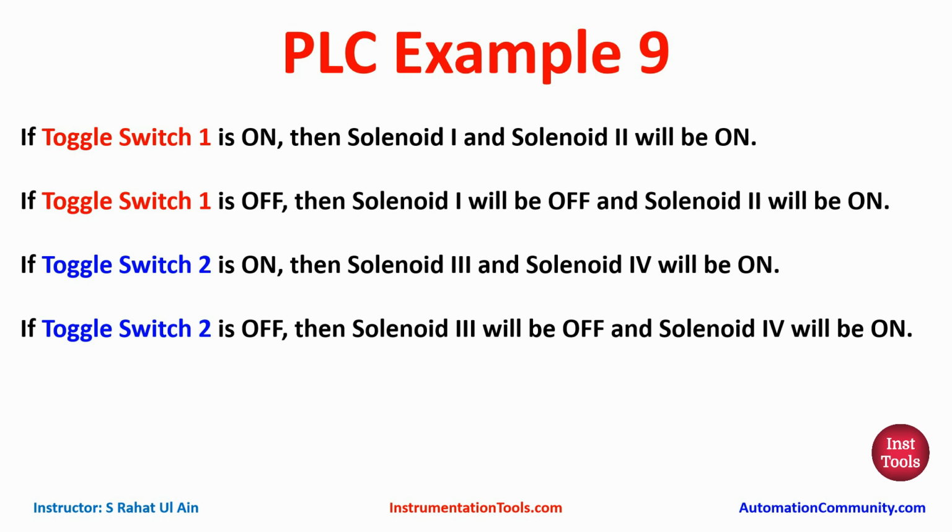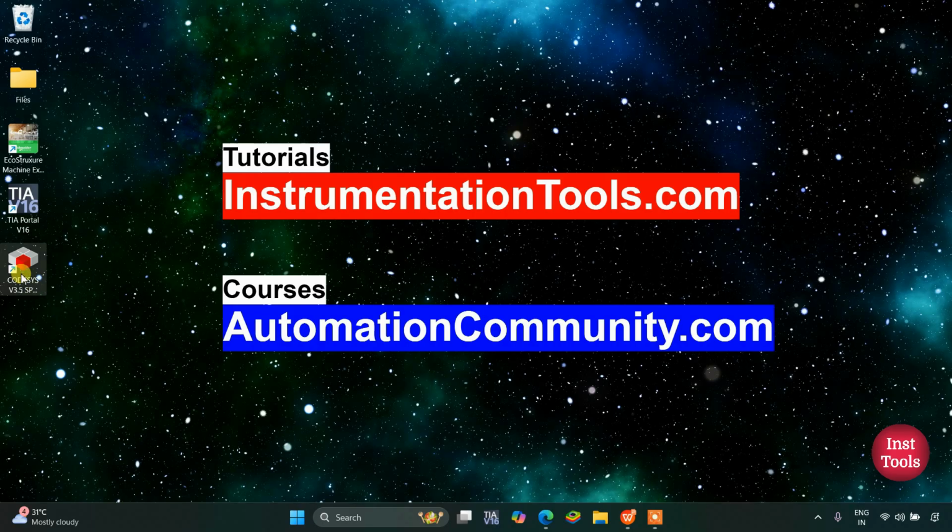So for this example, we will use normally open contacts. And with that, we will be using some set coils and normal coils. So let's move to CODESYS, where we will draw a ladder diagram for this example. I will open CODESYS.